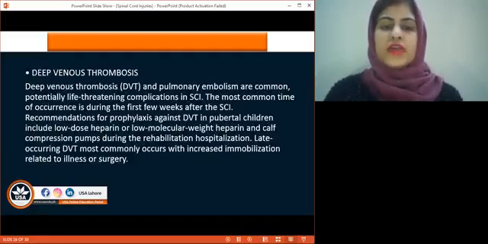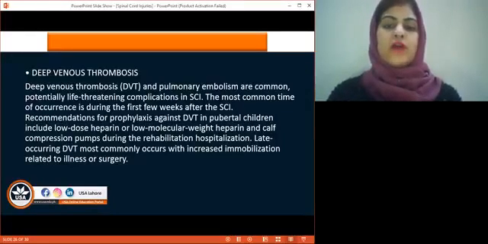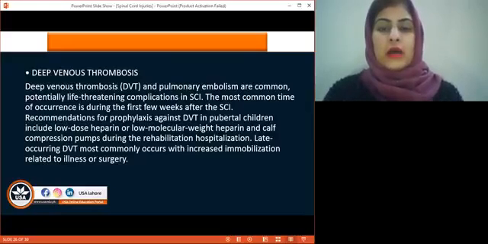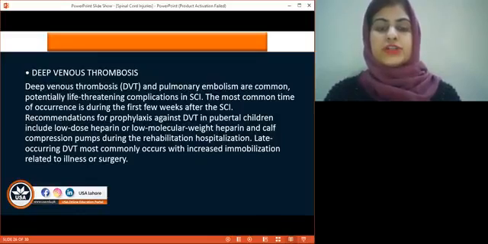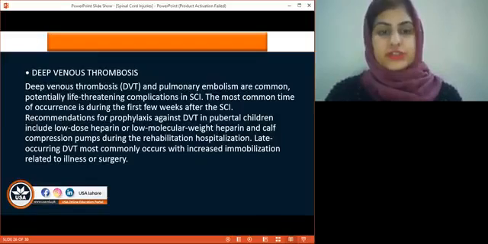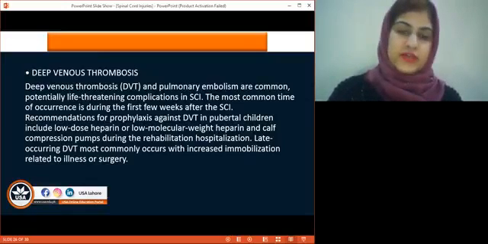Deep venous thrombosis can also be a complication of this, along with pulmonary embolism, and they are potentially life-threatening complications of spinal cord injuries. The most common time of occurrence is during the first few weeks after the spinal cord injury. Recommendations for prophylaxis against DVT in pubertal children include low-dose heparin or low molecular weight heparin. Calf compression pumps can also be helpful. Late occurring DVT most commonly occurs with increased immobilization related to illness or surgery.